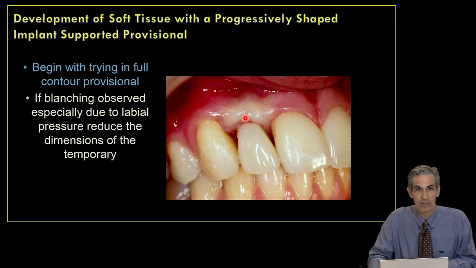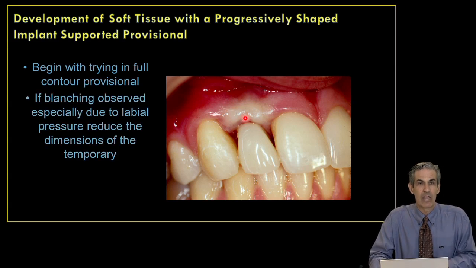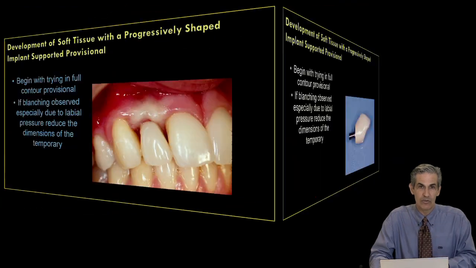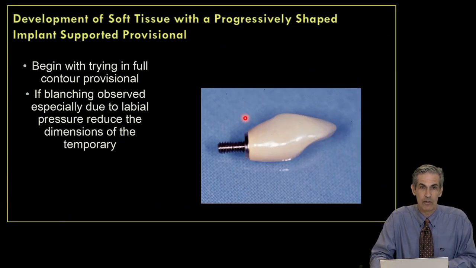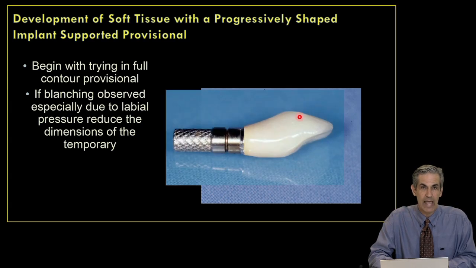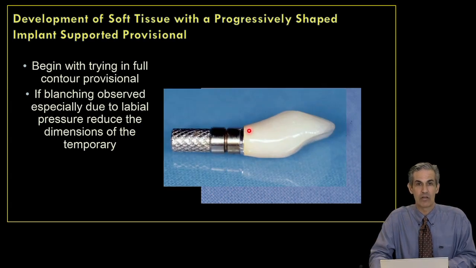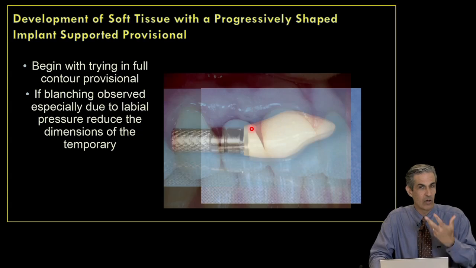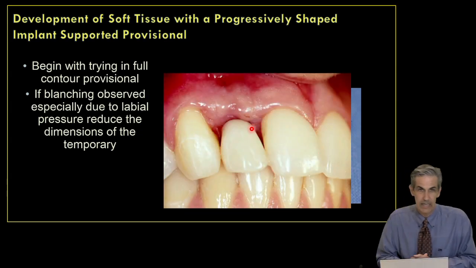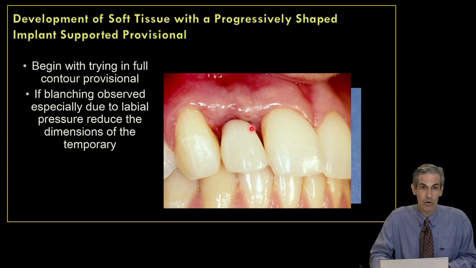So we took the provisional back out of the mouth, and we looked at the contour, and we decided to under-contour it a bit more in that area. So I just quickly removed some of the acrylic and reduced that labial contour. Reseated the crown. Notice that we didn't have a lot of ischemia in the area, so we're going to give that tissue the opportunity to grow.